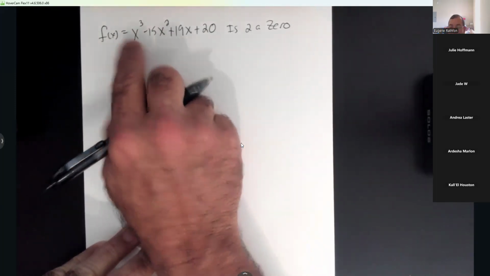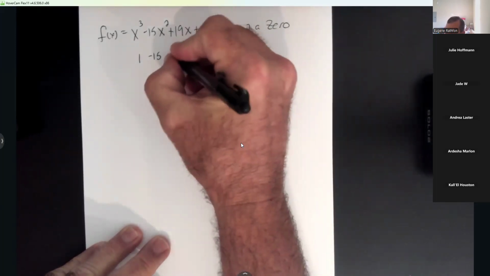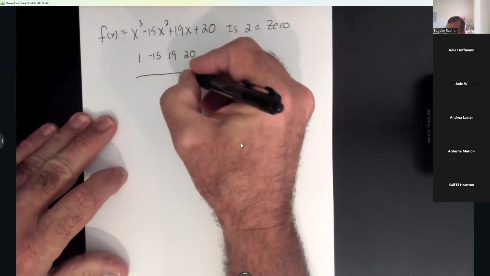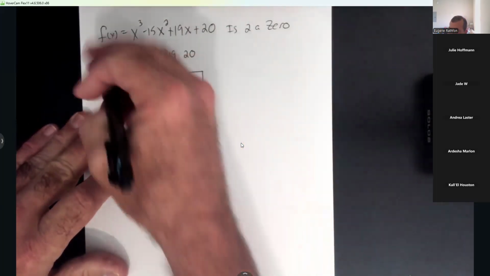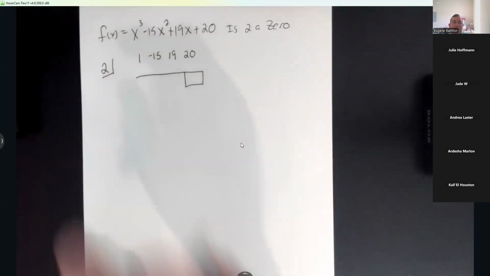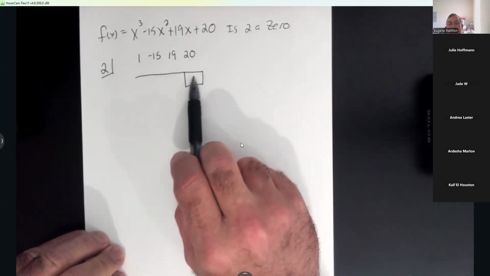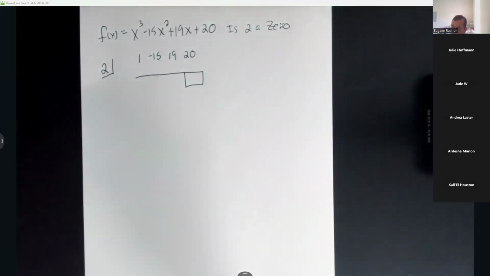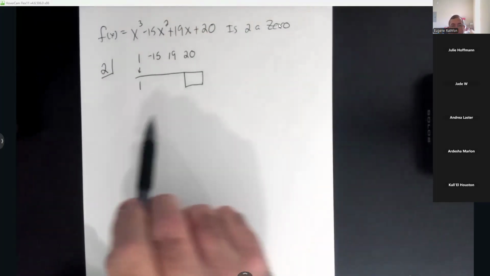So the first thing I write is my coefficients. 1 for the x cubed, negative 15x squared, 19 for the x, and 20 for the number at the end. I'm going to draw my line and put me a box under there. And the number I'm checking for is 2. So 2 will be my C. So if this is yes, a 0, I better get a 0 remainder. Any other remainder means that that is not a 0, okay? All right, so remember the first number you brought straight down. And then you're just going to multiply and add all the way through.